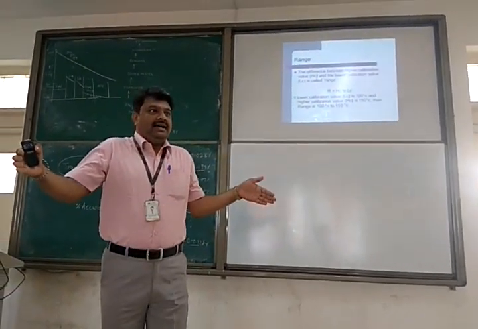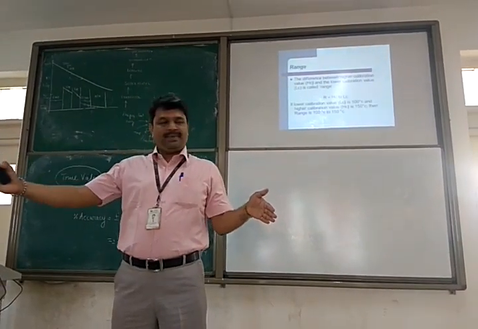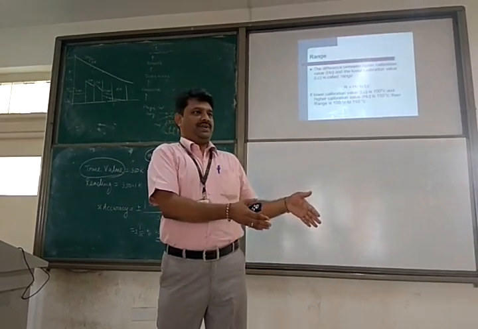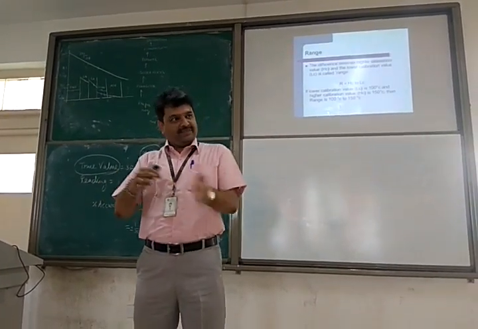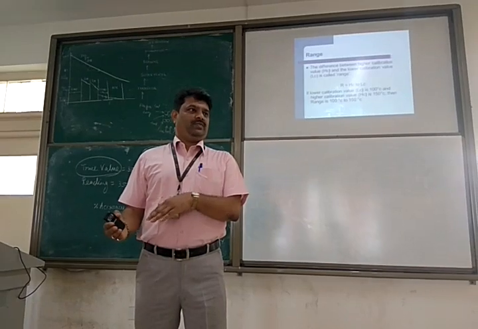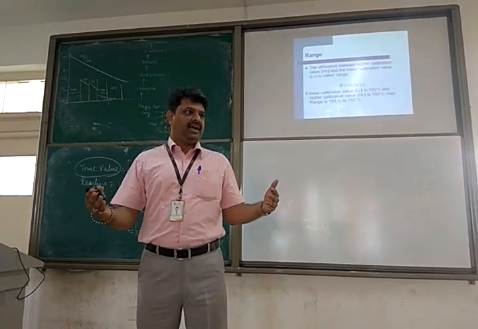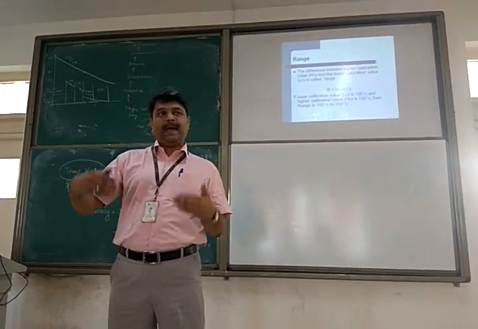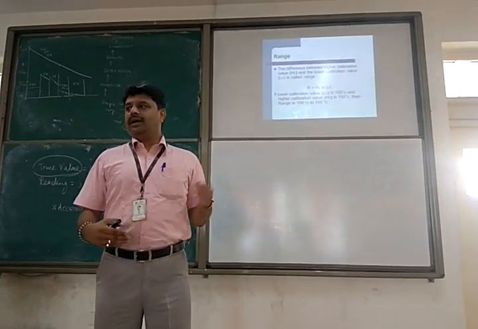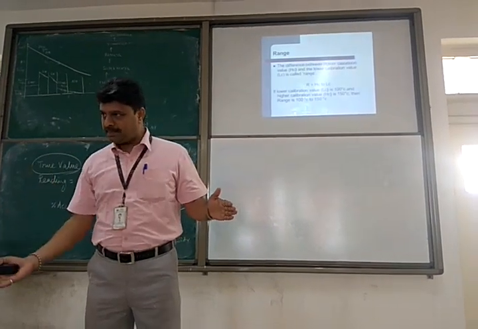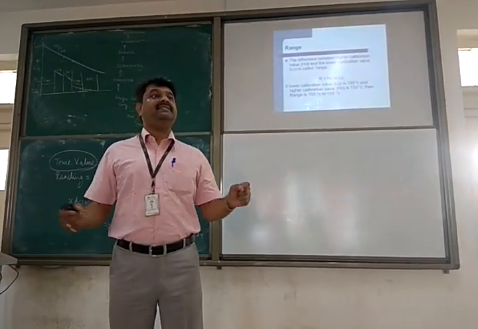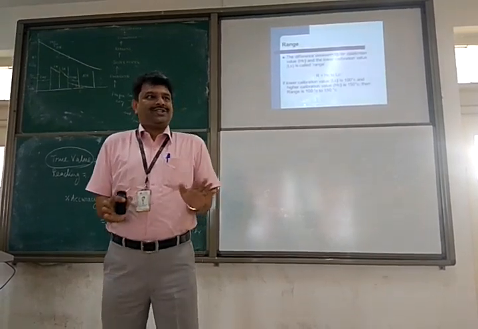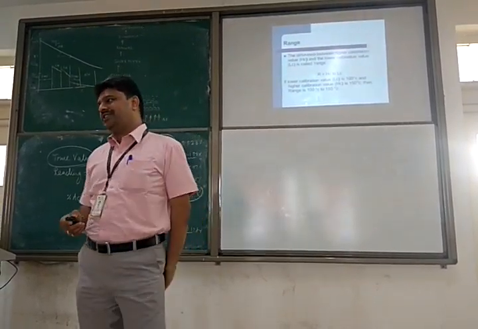What is the span? Span is the higher calibration value, the highest value that you can measure, minus the lowest value that you can measure. So 100 minus minus 40 is 140. So 140 degrees Celsius is the span of the instrument. Minus 40 degrees Celsius to plus 100 degrees Celsius is the range of the instrument. There are two terms that confuse us.